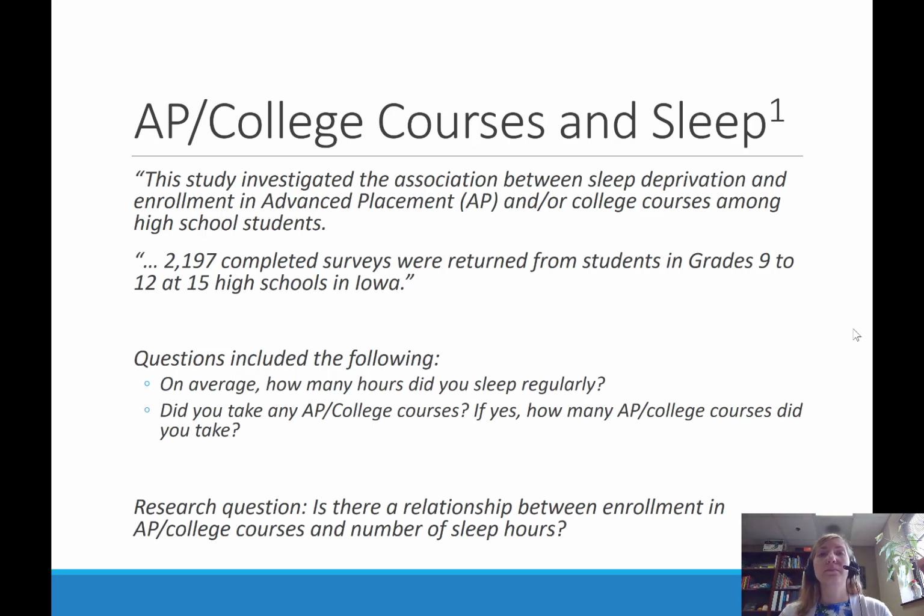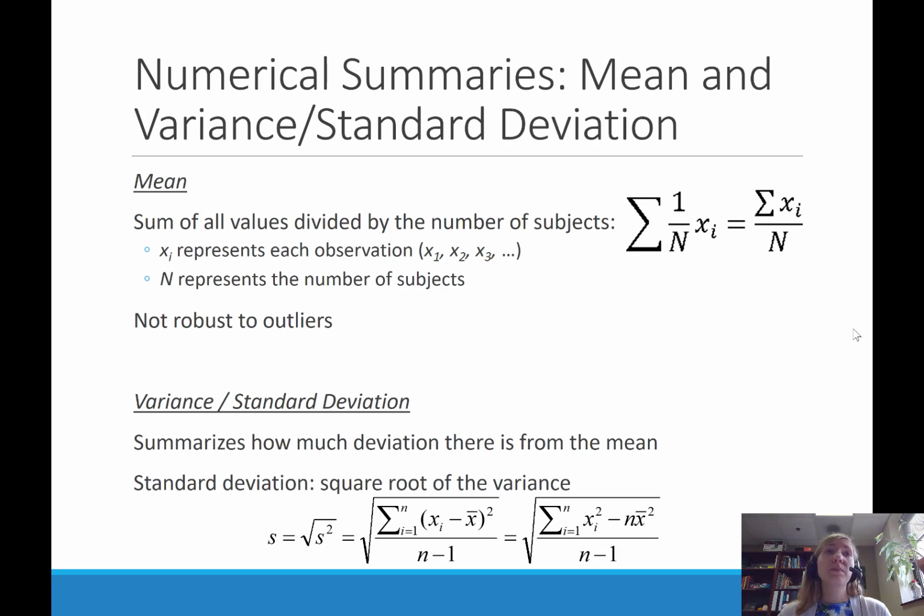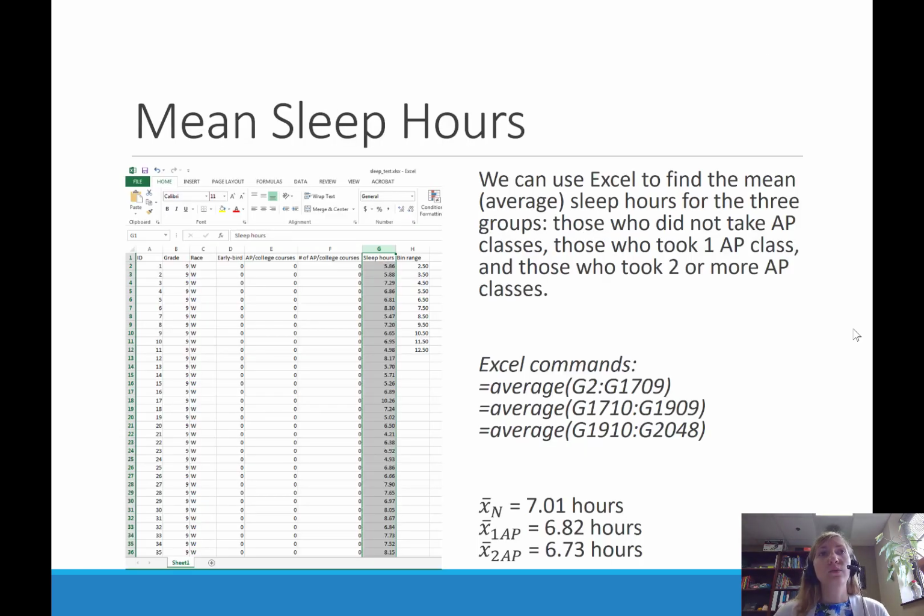for high school students. We can find the mean and standard deviation for each group just as we did in previous lectures. In this case, we will have 3 means and 3 standard deviations or variances, as there are 3 total groups. Using Excel, we find that the mean for those who took no AP or college courses is 7.01 hours. The mean for those who took one AP or college course is 6.82 hours, and the mean for those who took 2 or more AP or college courses is 6.73 hours.